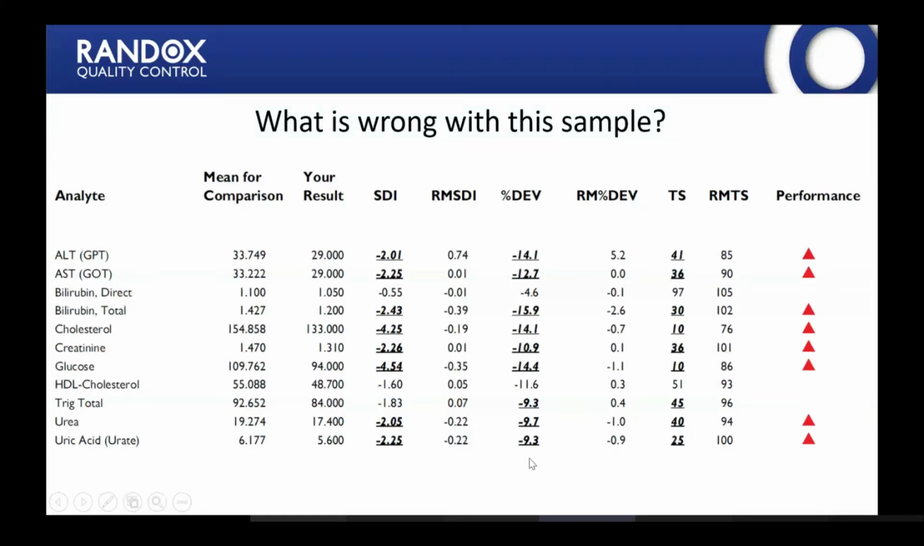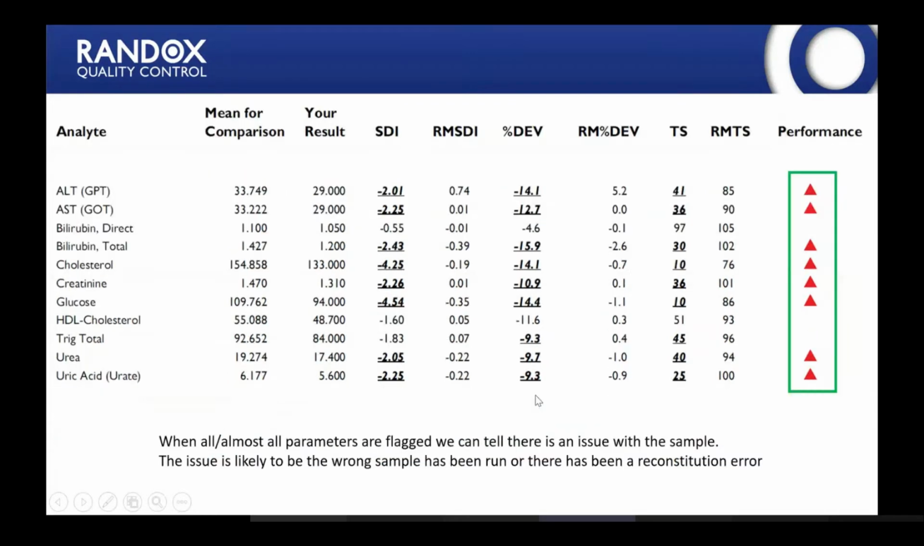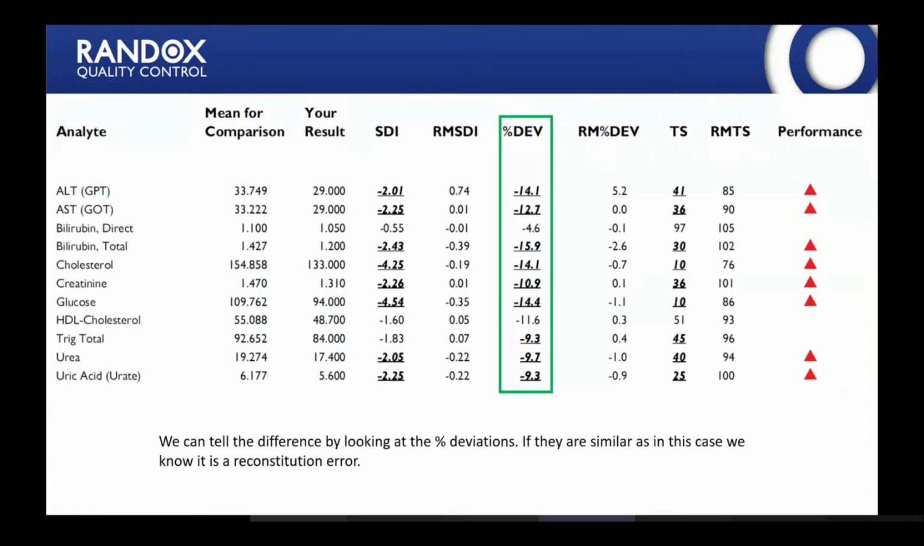So we want to look at our percentage deviation, and here you can see that the percentage deviations for each of the different analytes is fairly similar, -9, -9, -11. So in this instance, we can ascertain that this has been a reconstitution error. If all the percentage deviations are of a similar value and they're all below the mean or above the mean, then you know it's a reconstitution error. In this instance, the lab have under-recovered for all the different analytes, so we can assess that this is a reconstitution error that the lab has made.